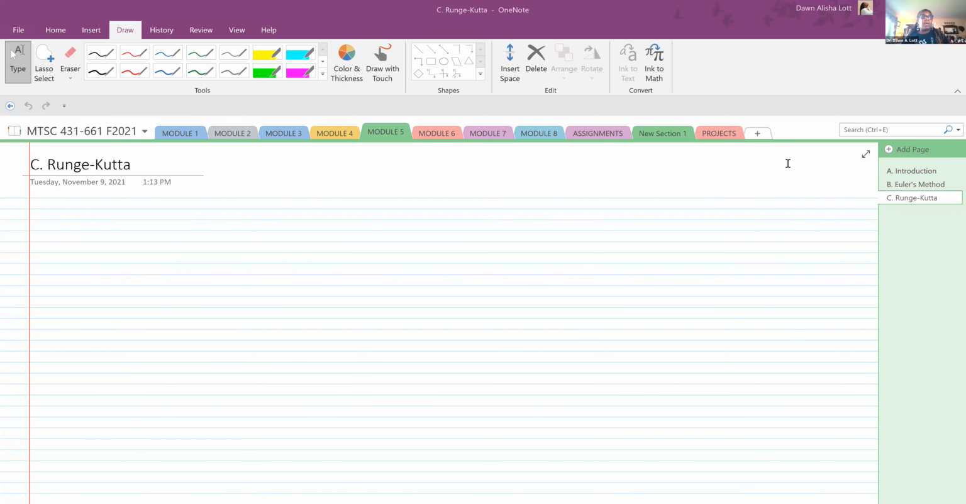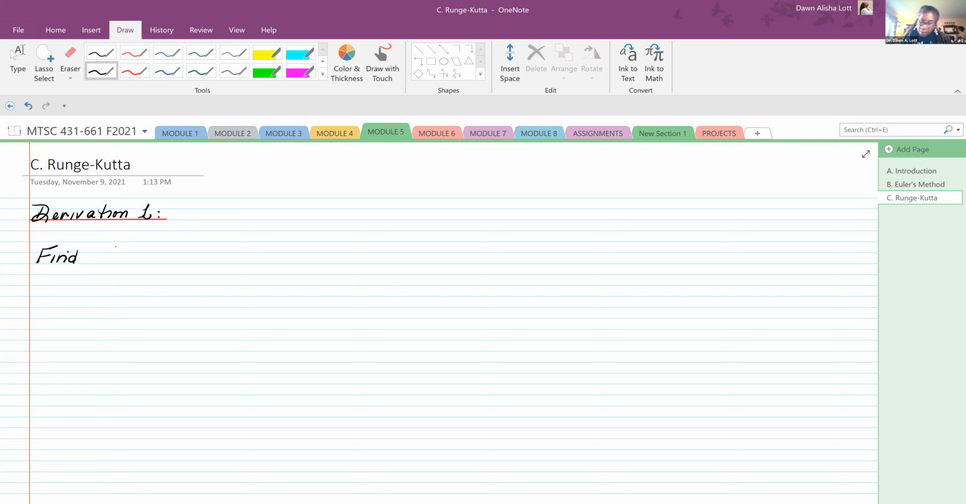Okay, so we're in the module where we're looking at solutions to differential equations. And today we're going to do Runge-Kutta. So I'm going to do a couple derivations of this method. So here's the first derivation.